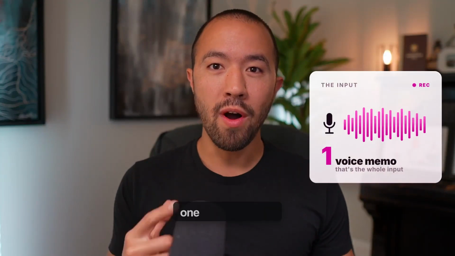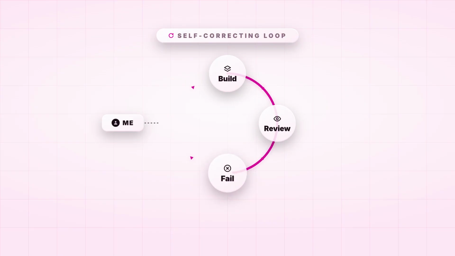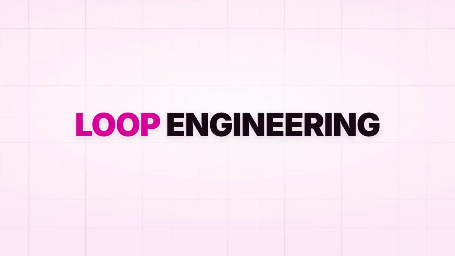I gave AI one voice memo. It built a website, reviewed its own work, failed itself, fixed itself, and never needed me again. This is called loop engineering.